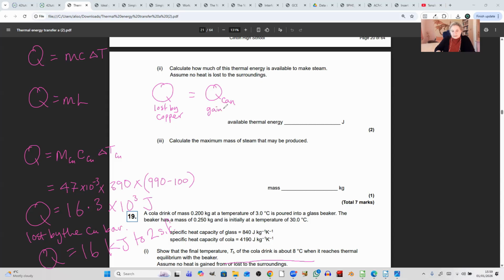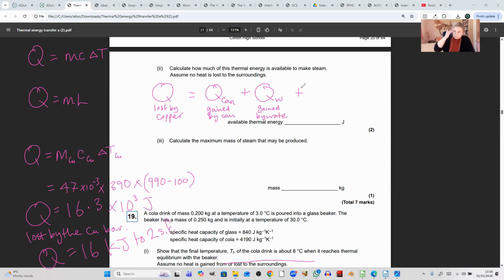Gained by the can, right? We're also heating up the water. So this is Q for the water. So this is gained by the water.